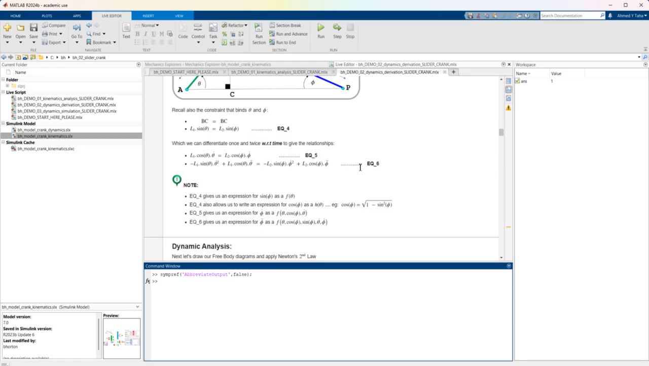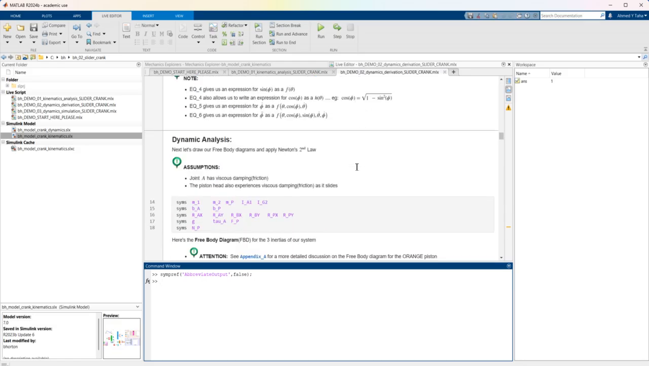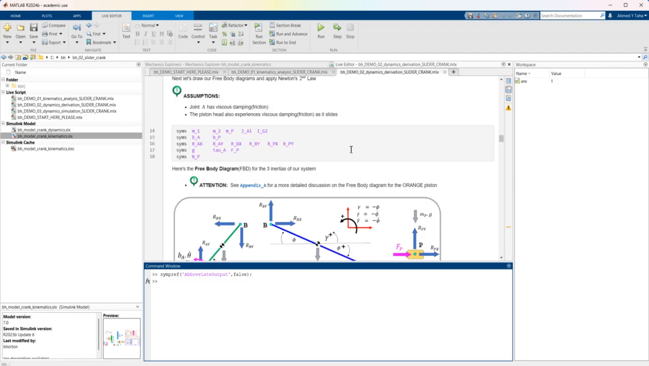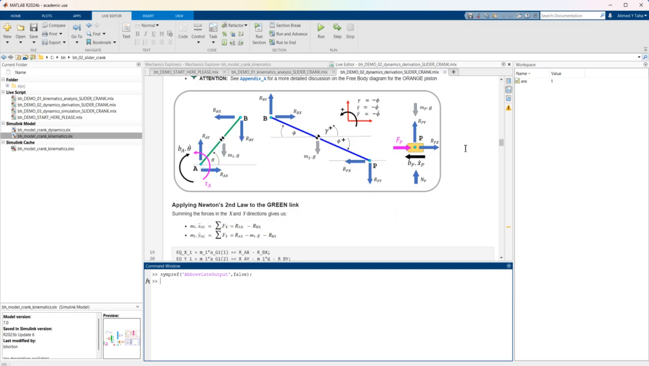Actually, we can solve this one manually, but let's see how it's going to work here. The dynamic analysis assumption is that joint A is going to have viscous damping, as we mentioned, which is going to be the friction. The same thing happens for the piston, because it's going to have friction that's slowing it down, and that's why we're going to have forces on it. That's what you can see here. This is the damping force, the friction force, and here also we're going to have a friction force.